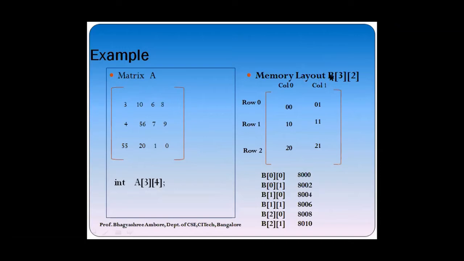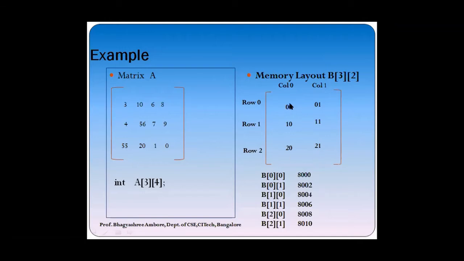Consider another example. The array name is B, with 3 rows and 2 columns. Now, how will these be placed? The first value will be placed in 0th row, 0th column. The second value in 0th row, first column. The third value in first row, 0th column. The fourth value in first row, first column. The fifth value in second row, 0th column. And the last value in second row, first column.